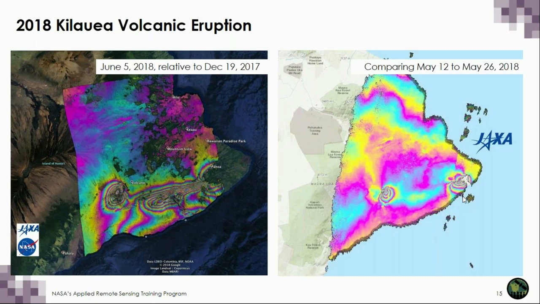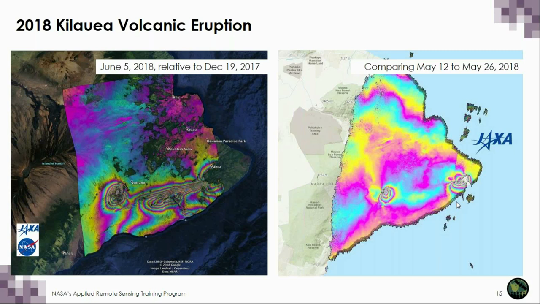So by studying these interferograms, we're able to see which parts of the volcano are losing magma and which parts the magma is moving into, being injected, and possibly know how much more lava is going to come to the surface.